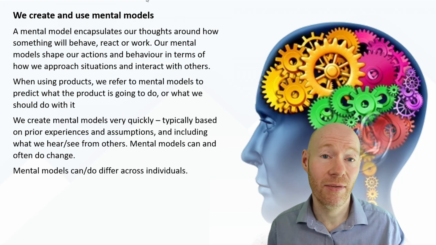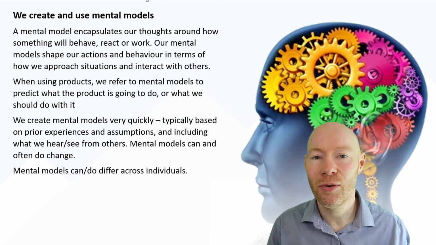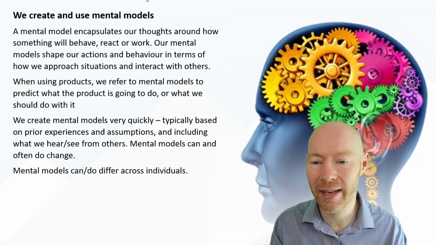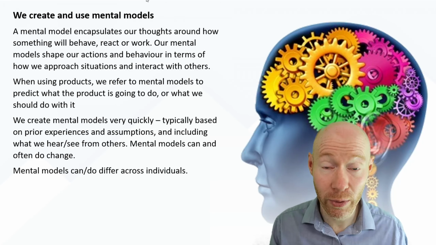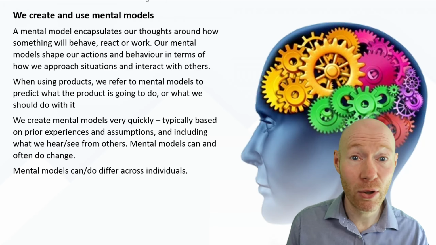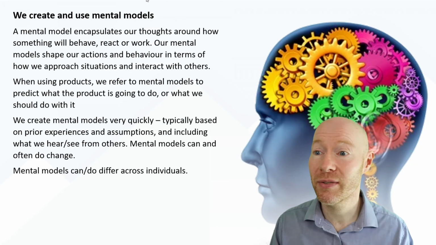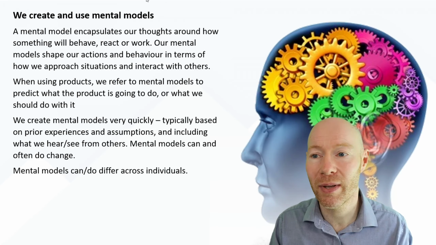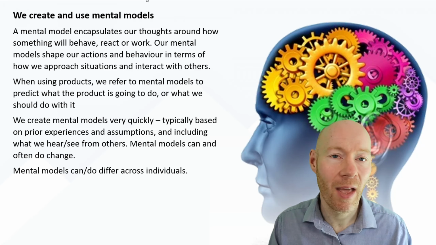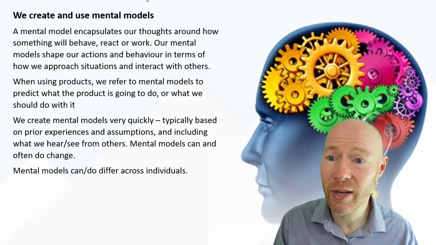So if I give you, for example, something that looks like a remote control, then you will automatically have a sort of mental model in your mind as to how you would use this and what it can be used for. So we use our mental models. They help us predict how something's going to behave. They help us shape how we interact with it. And we create mental models very, very quickly.